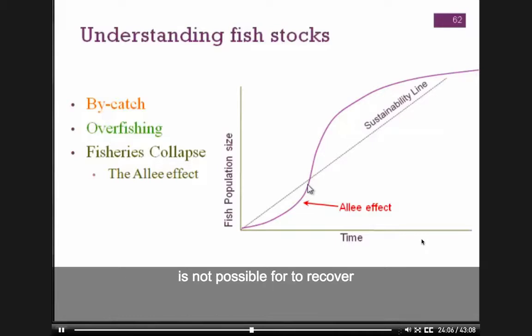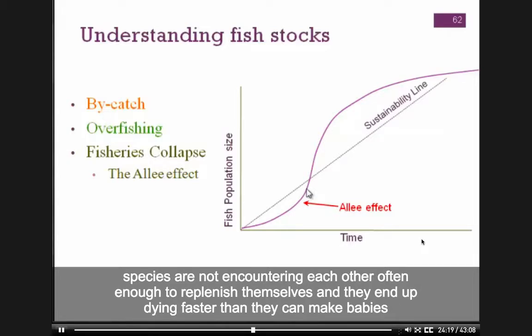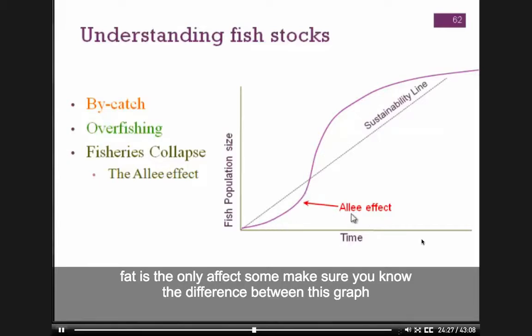It is not possible for it to recover for a whole myriad of reasons. But just one example would be you have now driven the population to such low densities that the males and the females of the species are not encountering each other often enough to replenish themselves. And they end up dying faster than they can make babies. That is the Allee effect.